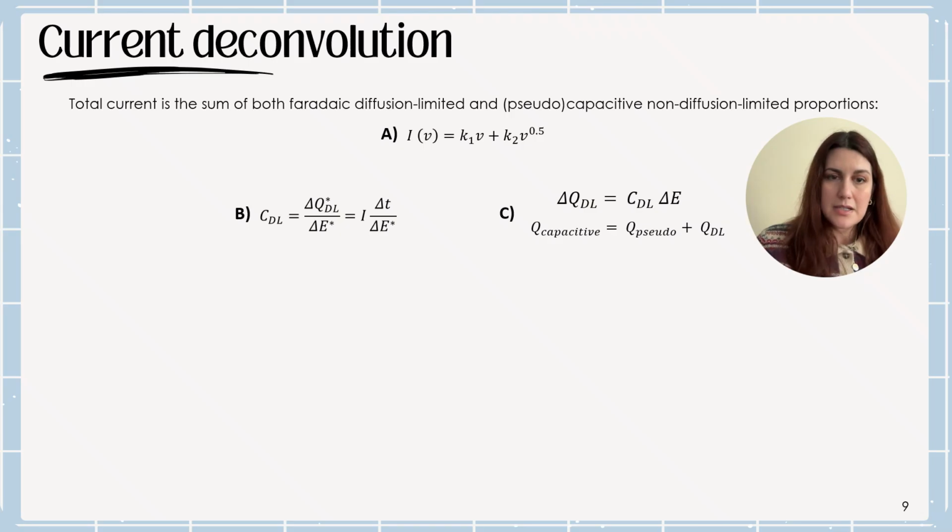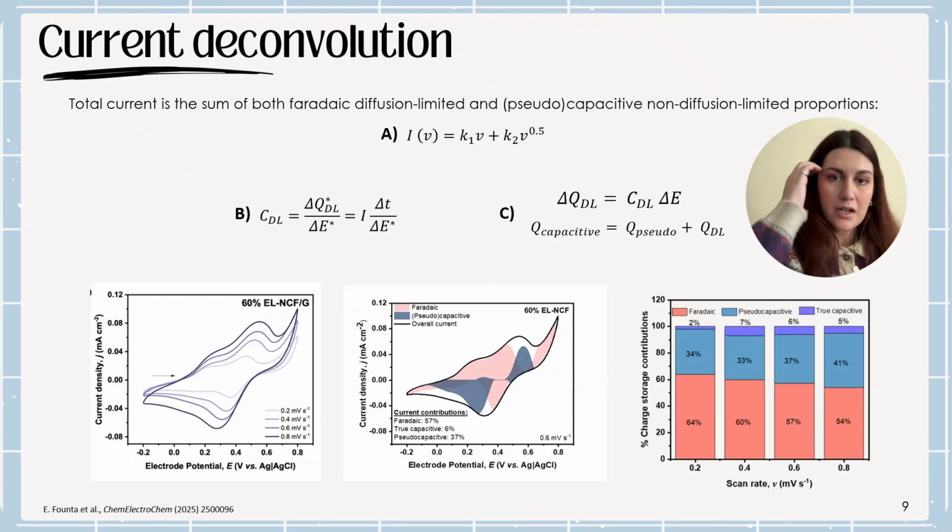So a practical example is shown below, where variable rate CV is performed from scan rates ranging from 0.2 to 0.8 millivolts per second. After applying the above mentioned analysis, the charge storage contributions to the total current can be calculated. In the next graph, the deconvoluted current is shown. An intermediate rate of 0.6 millivolts per second is chosen to show the deconvoluted plot.